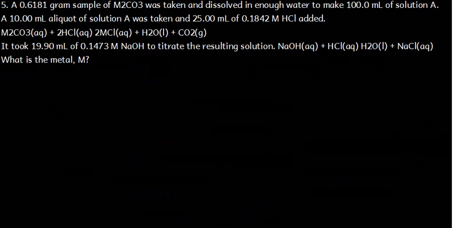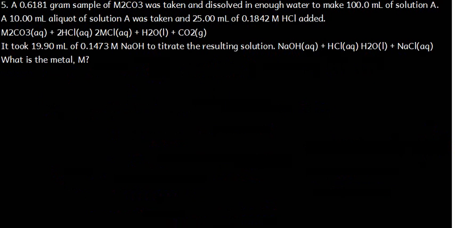Another question given here. A 0.6181 gram sample of M2CO3 was taken and dissolved in enough water to make 100 milliliters of solution A. And then a 10 milliliter aliquot of solution A was taken and mixed with 25 milliliters of 0.1842 molar hydrochloric acid, as you can see by the reaction. Now it took 19.90 milliliters of 0.1473 molar sodium hydroxide to titrate the resulting solution.